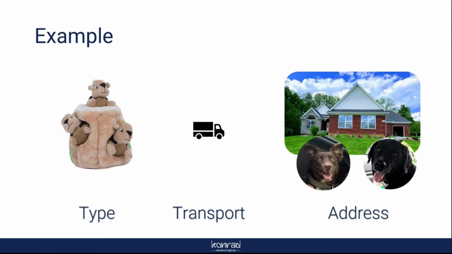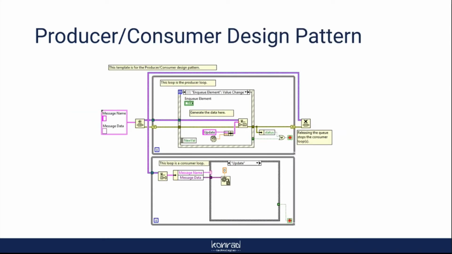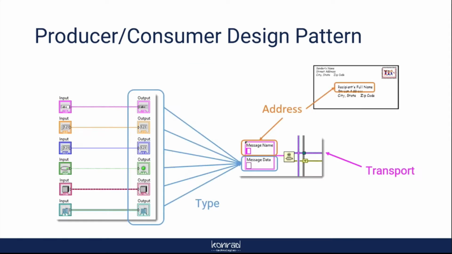Let's step back out of my really simple example and go back to LabVIEW. If you actually look at the producer-consumer design pattern, there is some messaging in there. It's not too bad. Hopefully people can pick it up because it's a little bit obvious in the name. Here it is, the message name and message data. So it's this left-hand side of my producer-consumer. Let's look at the cluster elements and the queue. If we break this down, the type is whatever we're putting into the message data. It's the variant that's there. The address is the message name. It's like who's going to get it. So who's going to subscribe to this? So this is a named queue. And the transport layer itself is actually the queue wire.